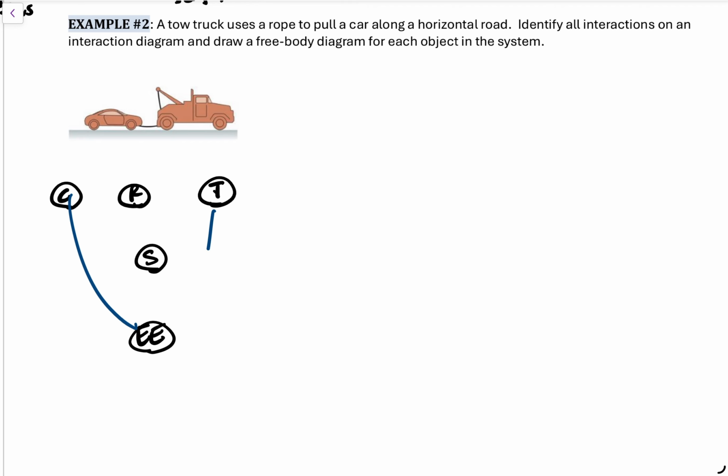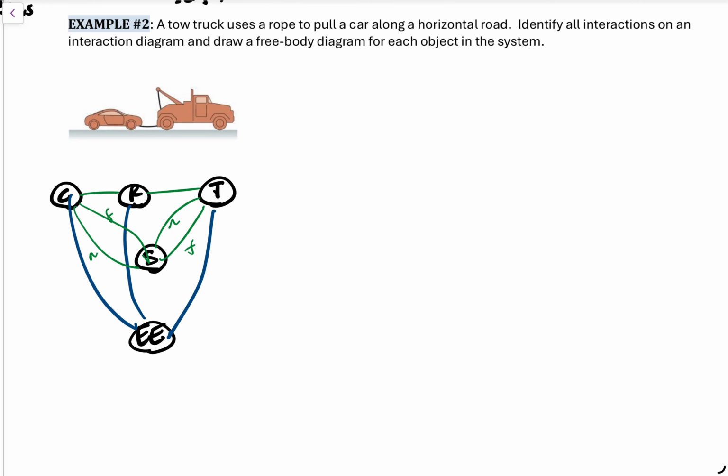Okay, so I'm going to do my earth interactions. The car, the rope, and the truck are all going to be interacting with the earth. They're all going to have their own gravitational forces. The truck is going to have interactions with the surface, and I'm going to put two: one will be a normal, one will be a friction. The car is going to interact with the surface. We're going to have a normal and a friction. The rope is not contacting the surface; it's kind of suspended there above the surface. The car is interacting with the rope, and the rope is interacting with the truck.